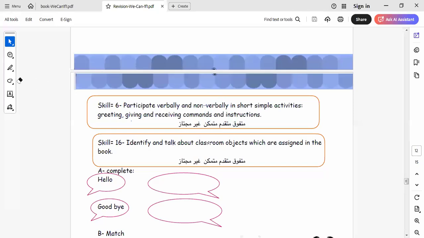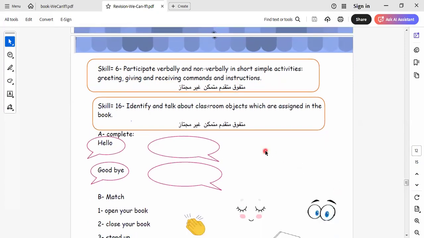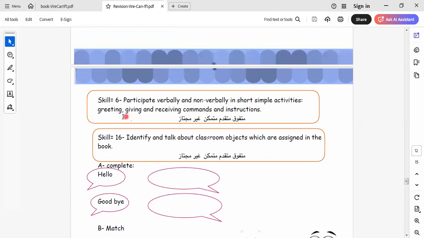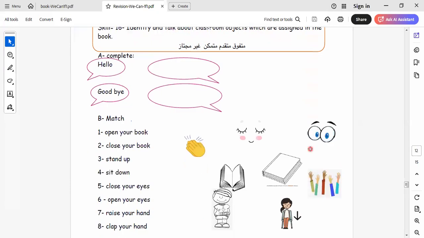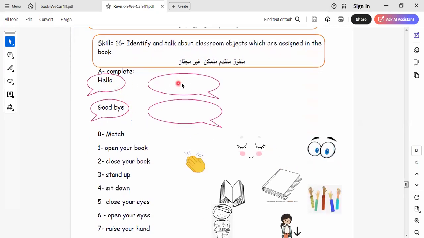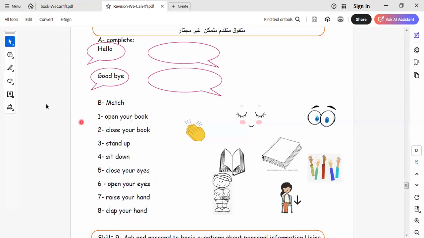So in this unit, we participate verbally and non-verbally by greeting, giving and receiving commands and instructions. Here we identify and talk about classroom objects. Here we say hello, so the answer would be hello, goodbye. Open your book. So I would like to answer this question.